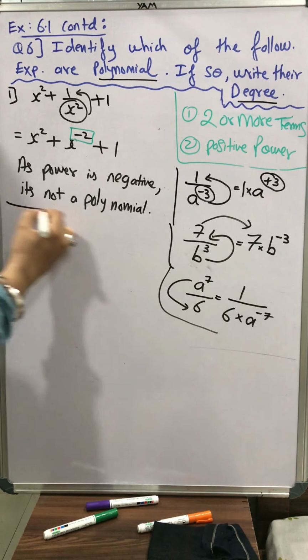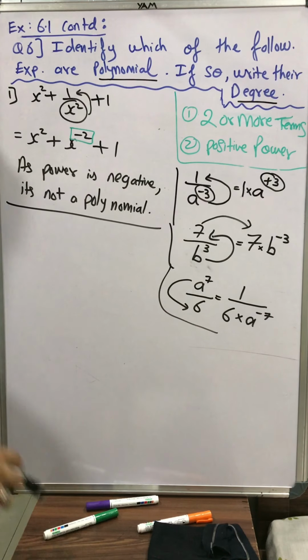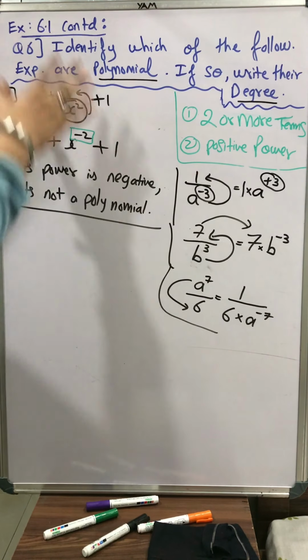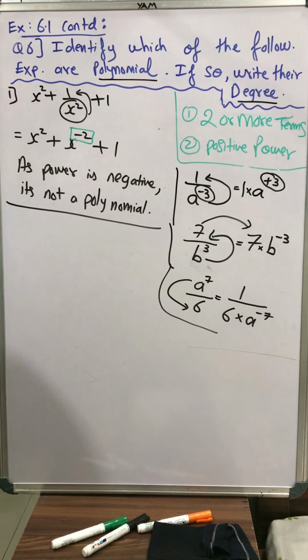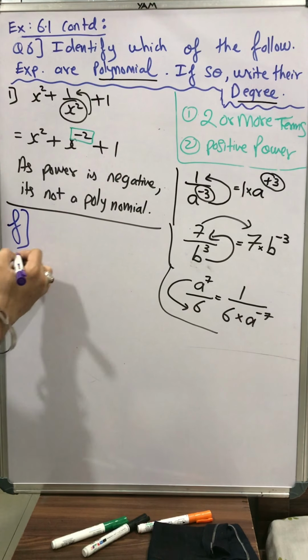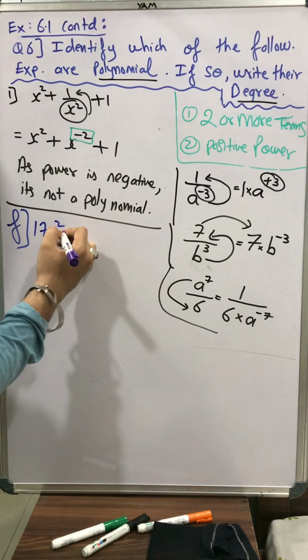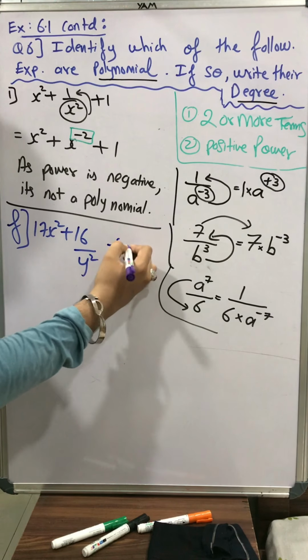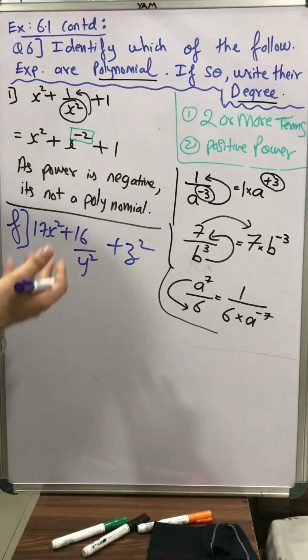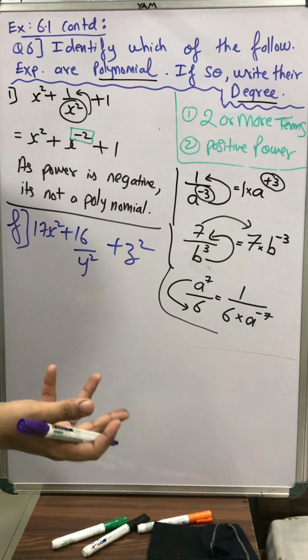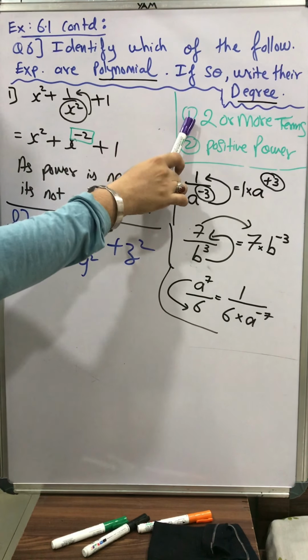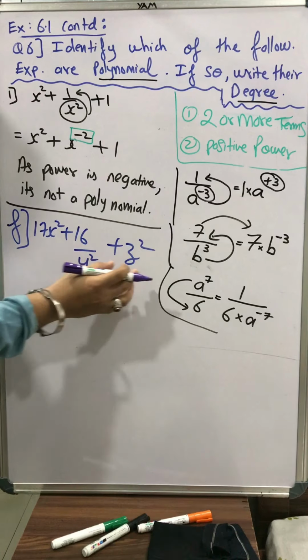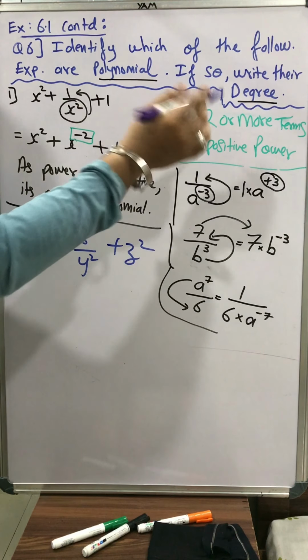Great. Okay, now let's solve the second question also. Afterwards you all can pause the video and copy this note and everything together. The second question which I'll be solving on the board is your textbook sub question F. It's 17x square plus 16 upon y square plus z square. See, we have 3 variables, x, y and z. Great, no issues. Our first condition is we should have 2 or more terms. First term, second term, third term. Yes, we have three terms. So the first condition is satisfied.